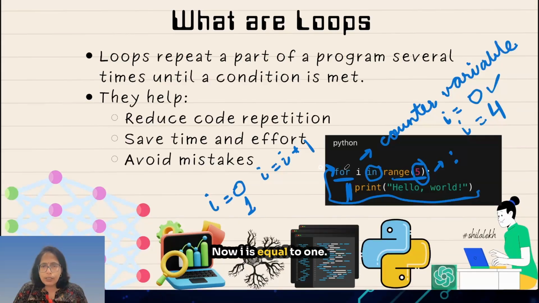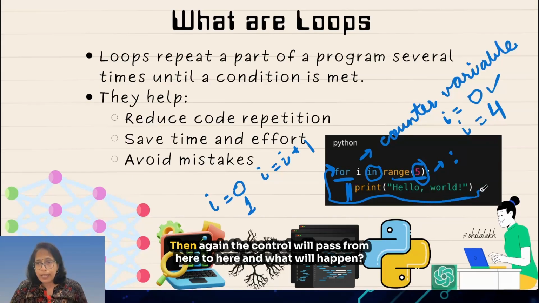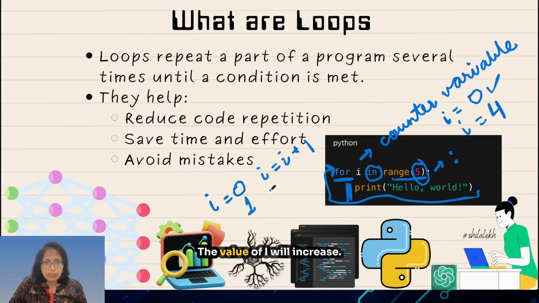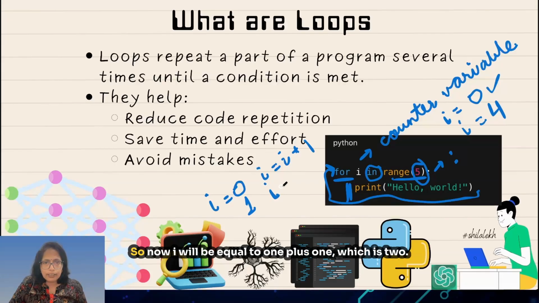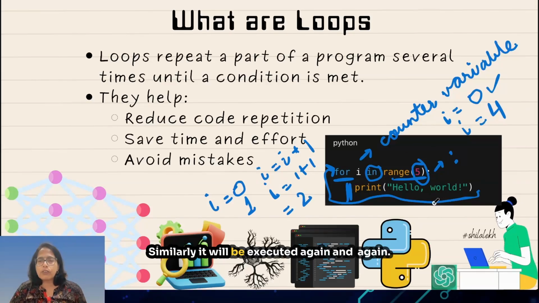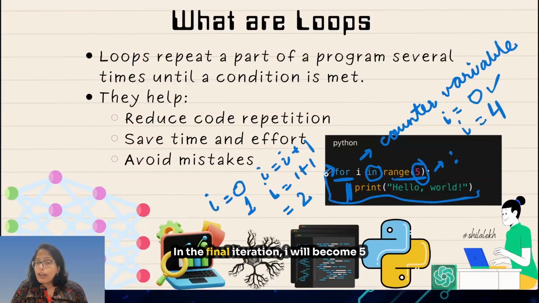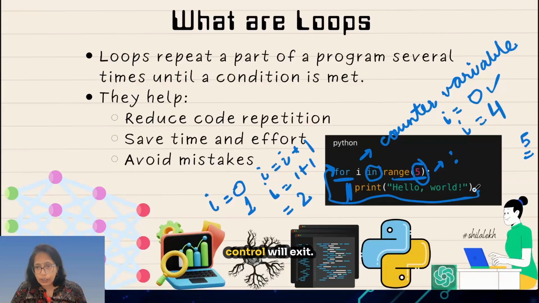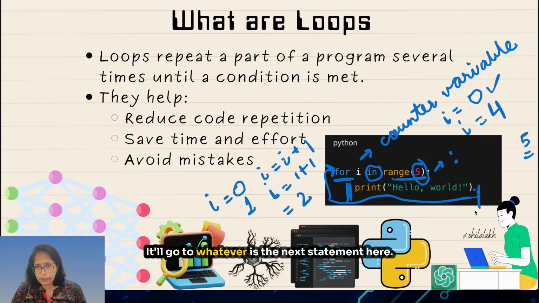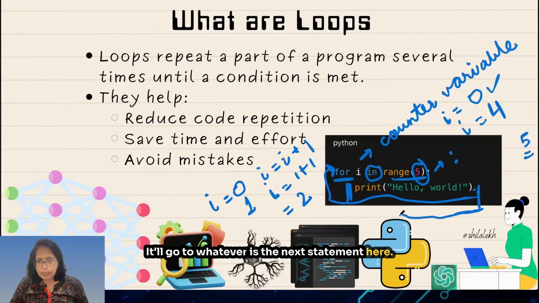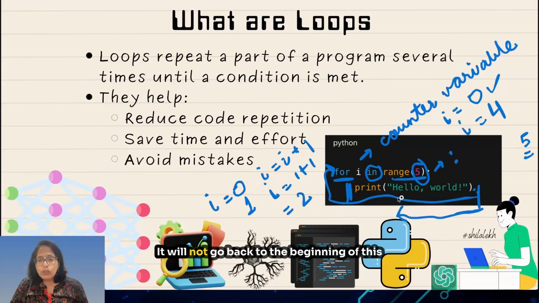So now i is equal to 1. So again it will print it. Then again the control will pass from here to here, and what will happen? The value of i will increase. So now i will be equal to 1 plus 1, which is 2. Similarly, it will be executed again and again. In the final iteration, i will become 5, then the control will exit. It will go to whatever is the next statement here. Okay? It will not go back to the beginning of this statement.